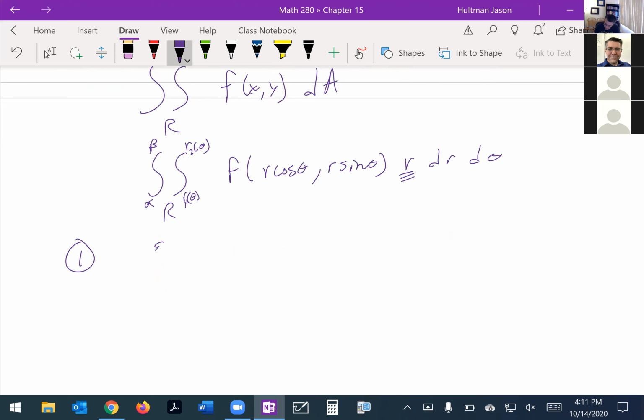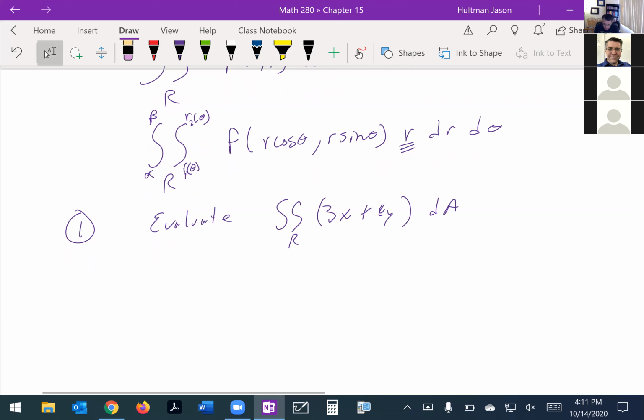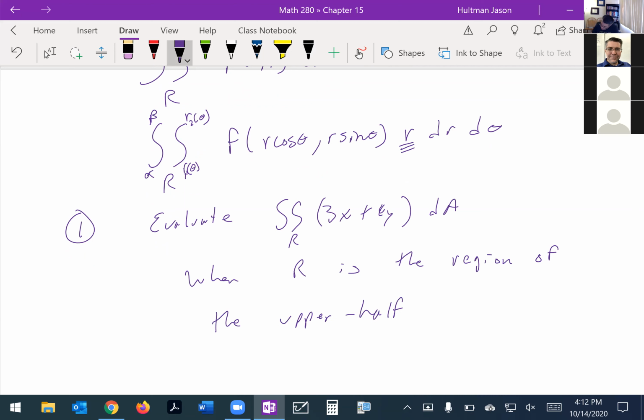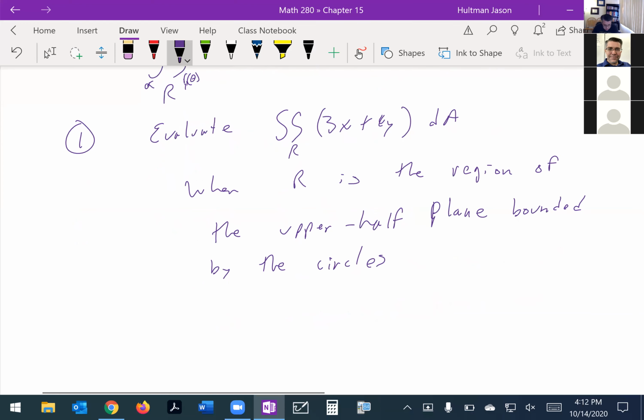Okay, number one. Evaluate the double integral of 3x plus 4y dA over R, when R is the region of the upper half plane bounded by the circles x squared plus y squared equals 1 and x squared plus y squared equals 4.